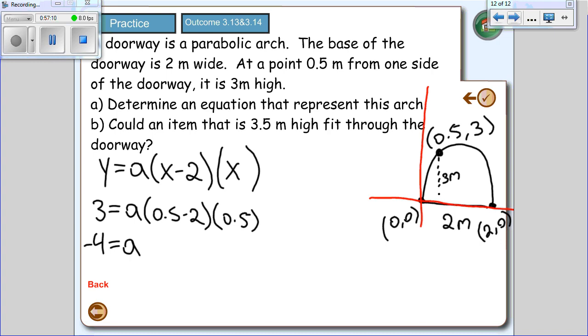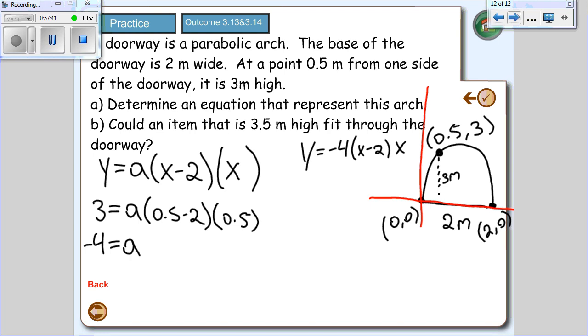Now it says, could an item that's 3.5 meters fit through the doorway? And Dawson said, you can find the maximum height. How do you find the maximum height? It's the vertex. That's where your maximum height is going to be. So you need to find what that maximum height is. If it's greater than 3.5, it would fit. If it's less than 3.5, it won't fit.